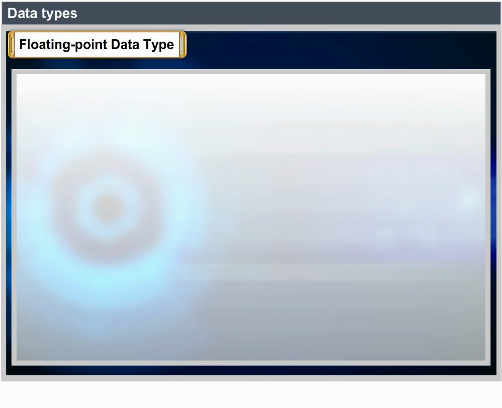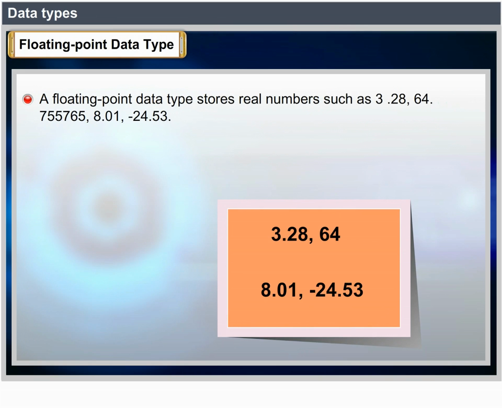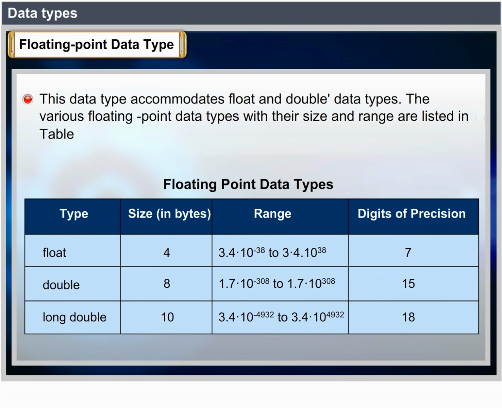Floating point data types. A floating point data type is used to store real numbers such as 3.28, 64.75565, 8.01, -24.53. This data type includes float and double data types. The various floating point data types with their size and range are listed in the table. Floating point data types is shown in the table.